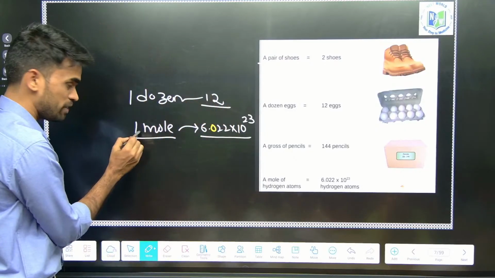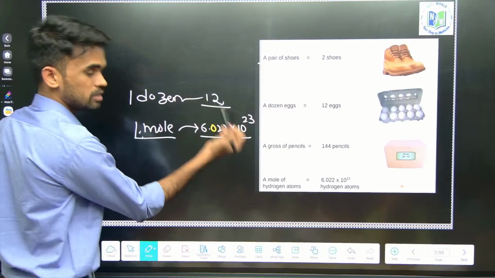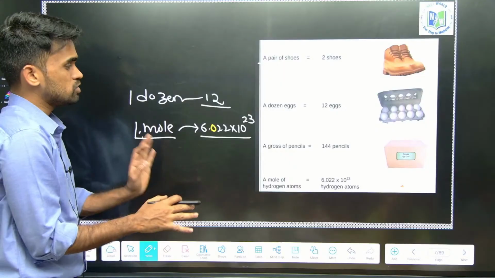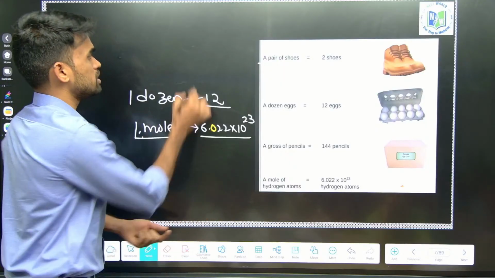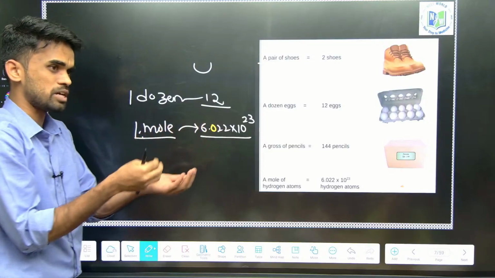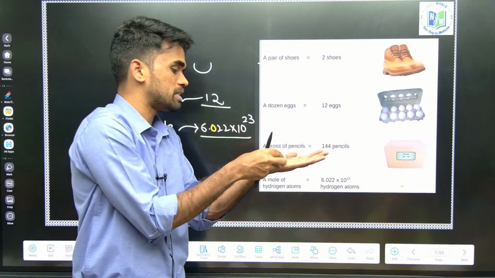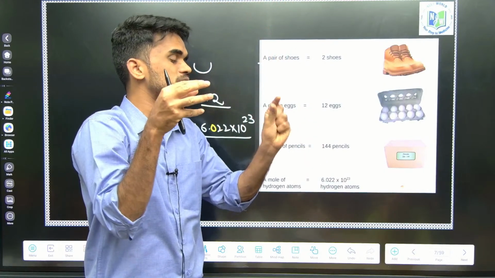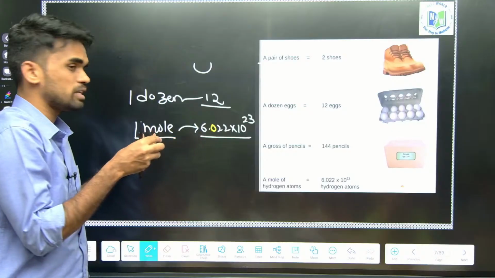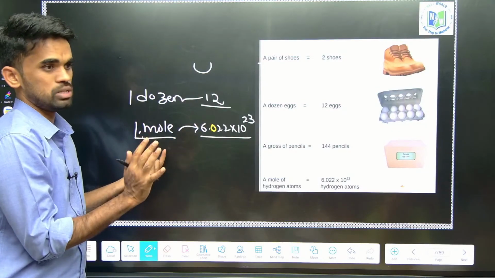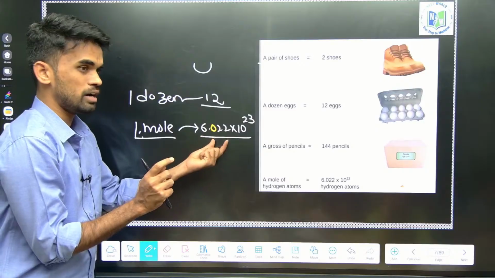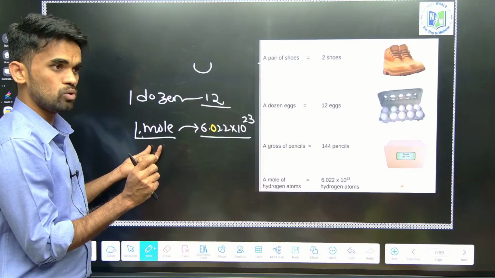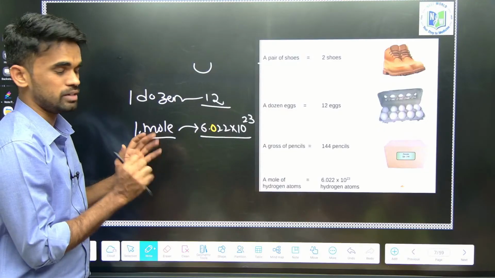This big number: when I say 1 dozen you are taking 12 particles. Similarly, 1 mole means this many particles. It can be anything. So why do we require this much big number? Because if you take any chemical substance, even a little bit, it contains a very big number of atoms. So in order to discuss all those things, we define them in simple terms as moles. Every time taking this much big number is difficult, so we can say it in terms of moles. Is this clear?